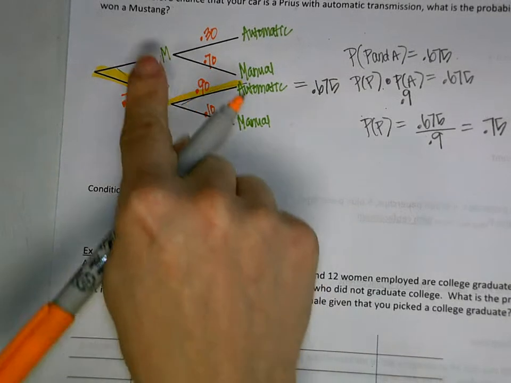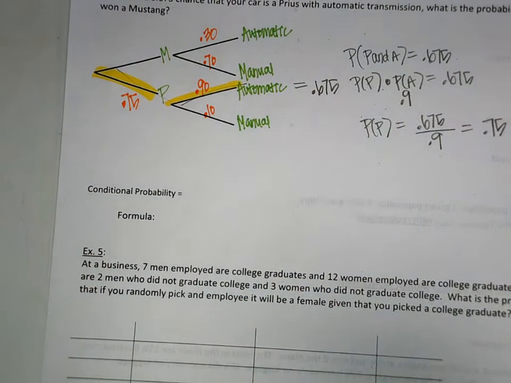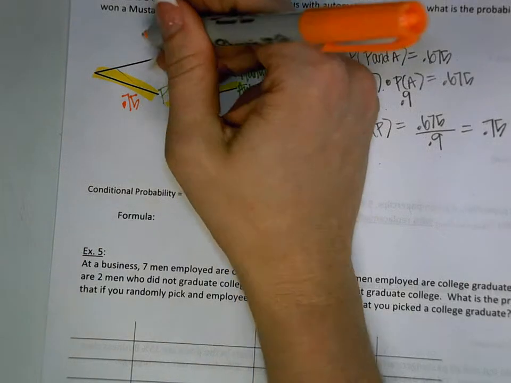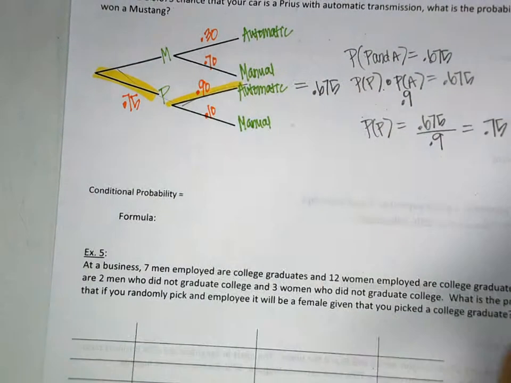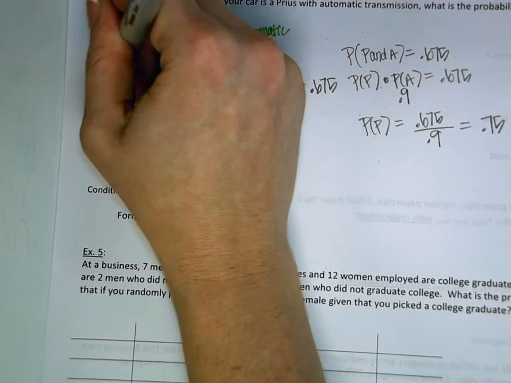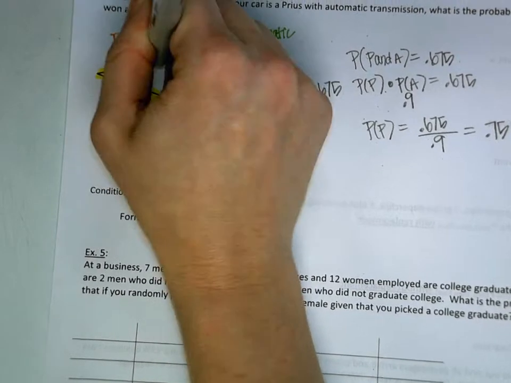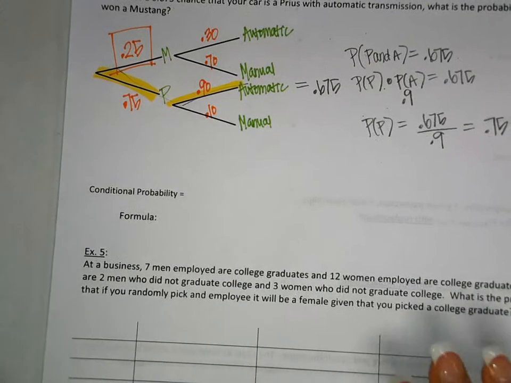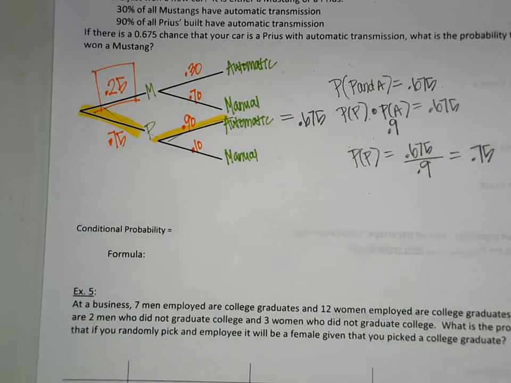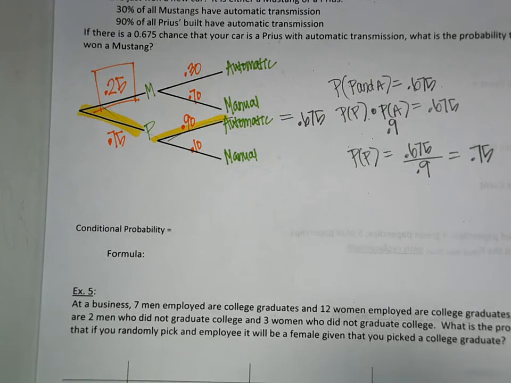Probability of a Mustang. How do I find that? They are complementary, so if it's 75% Priuses, what would be Mustangs? 0.25. Okay, so you have to use the complementary things. You have to think about this a little bit, so you might have to go backwards. You will have questions like this on your test and on your quiz tomorrow and on your homework tonight.